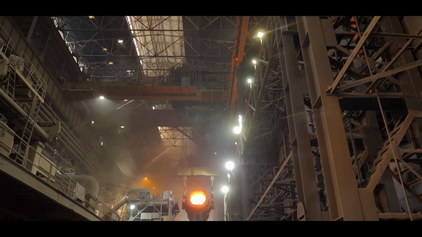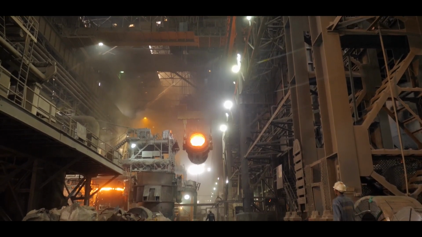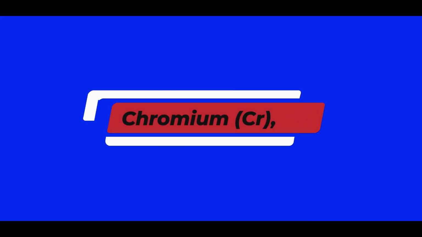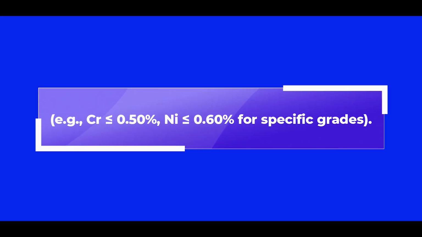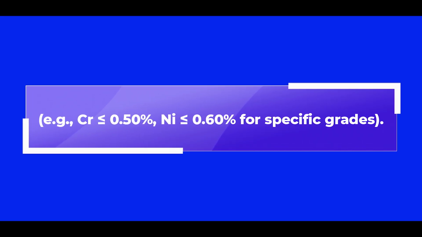Additionally, alloying elements like chromium, nickel, molybdenum, and boron can be added by the agreement, and their quantities are regulated. For example, chromium should be less than or equal to 0.50%, nickel, which should be less than or equal to 0.60% for specific grades.